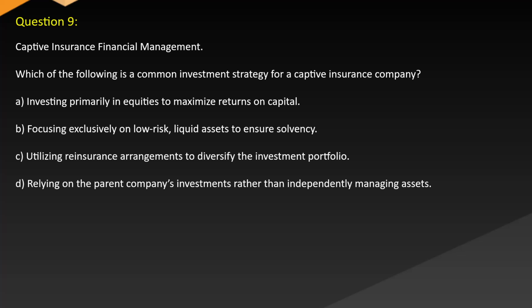Question 9. Captive insurance financial management. Which of the following is a common investment strategy for a captive insurance company? A. Investing primarily in equities to maximize returns on capital. B. Focusing exclusively on low-risk liquid assets to ensure solvency. C. Utilizing reinsurance arrangements to diversify the investment portfolio. D. Relying on the parent company's investments rather than independently managing assets.